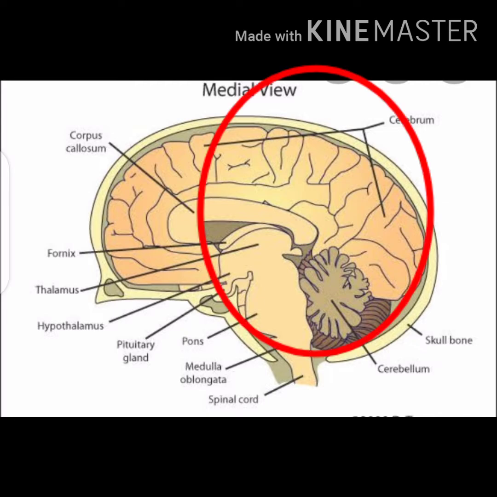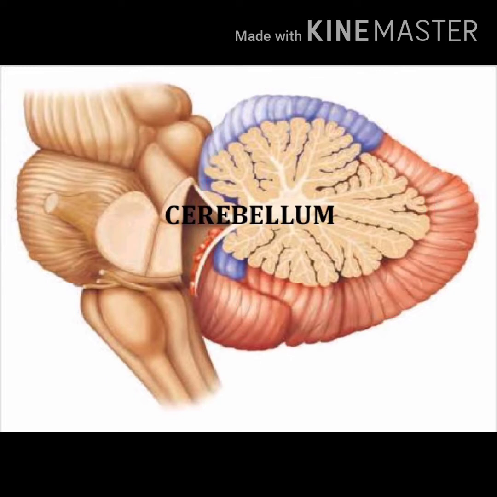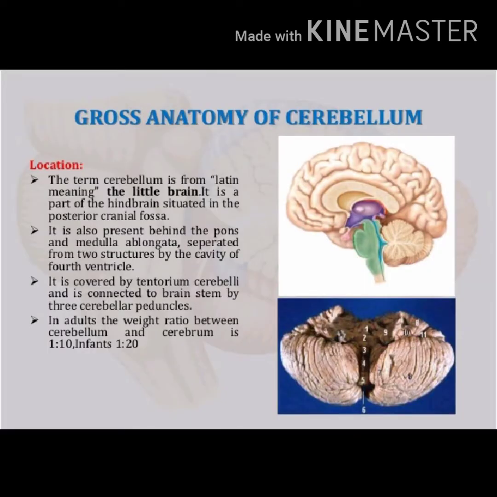Here the red mark is indicating the cerebellum portion. Cerebellum is not that big in size compared to the cerebrum part, but it has a main function in the brain. Next we'll see the location of the cerebellum. The term cerebellum is from Latin, meaning the little brain. It is the part of the hindbrain situated in the posterior cranial fossa.